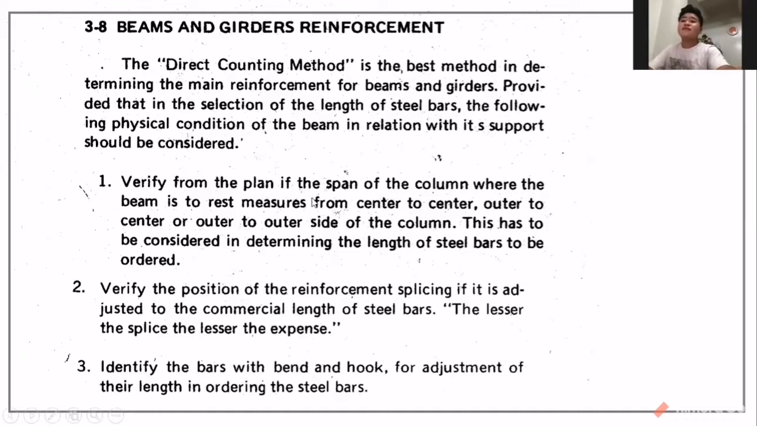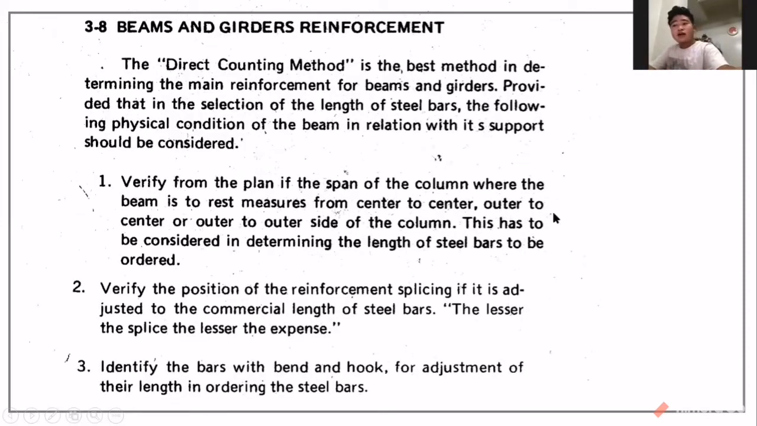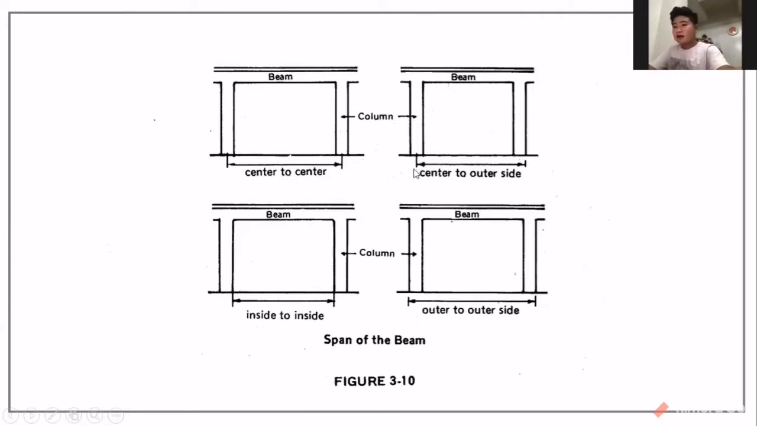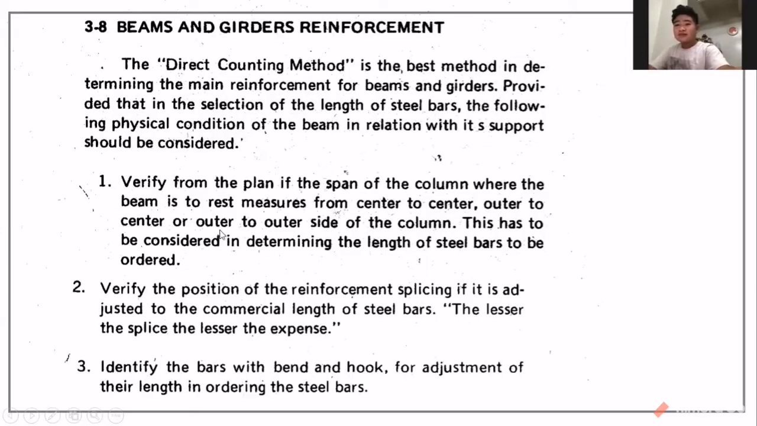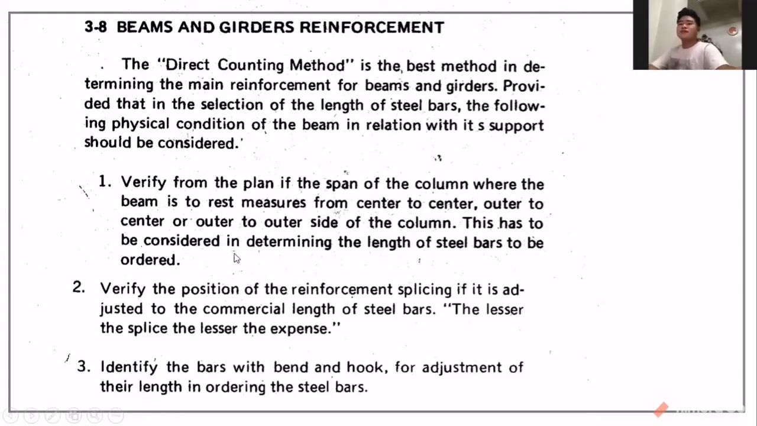First is to verify from the plan if the span of the column where the beam is to rest measures from center to center. So this is the example. From center, this is your beam, and then this is your column. So from center to center, or outer to center, from outer to center, and then outer to outer side of the column. This is to be considered in determining the length of steel bars to be ordered.